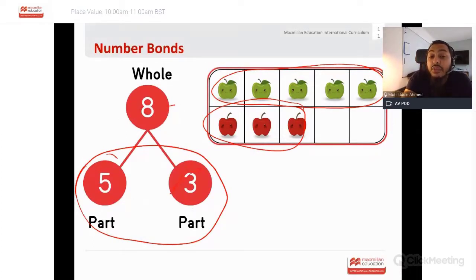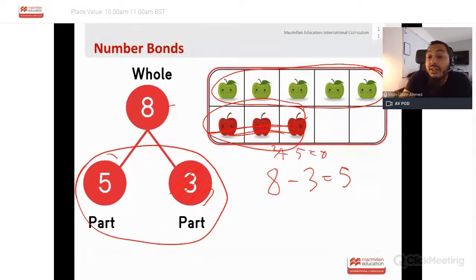If I get rid of the 3 red parts, what are we left with? We can visually see that 8 take away 3 equals 5. But we can also see 3 add 5 equals 8, and 5 add 3 equals 8. But 8 take away 3 is 5. Or if I take the greens away, 8 take away 5 equals 3.